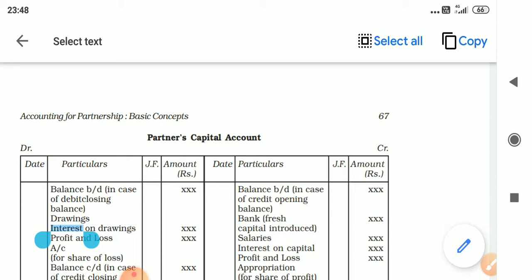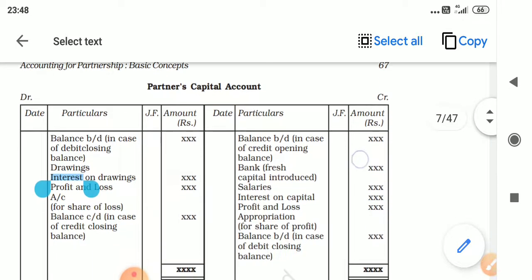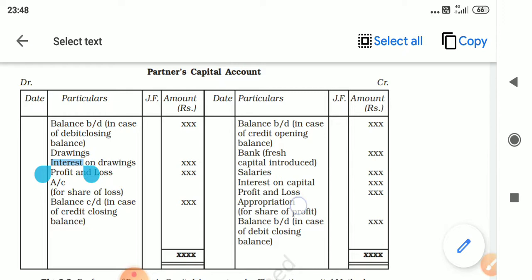But when we solve sums, we will prepare profit and loss appropriation account first and then we will go to capital account. This is because we have to find out the profit or the loss, and that balance should also be transferred to partner's capital account. But in practice, it is the capital account which is prepared first.